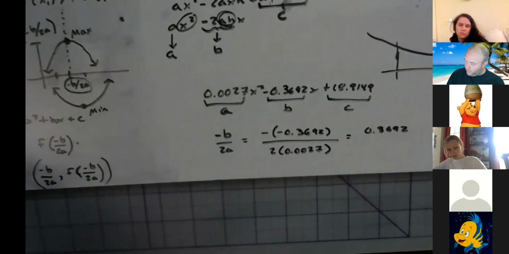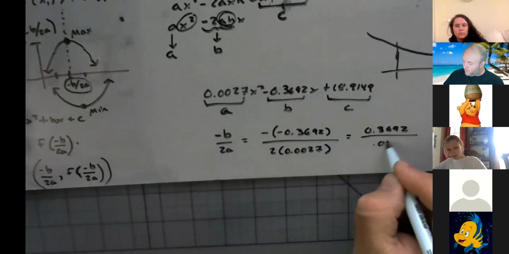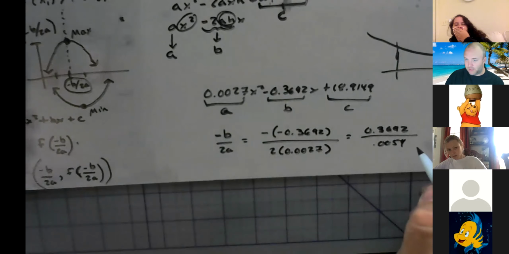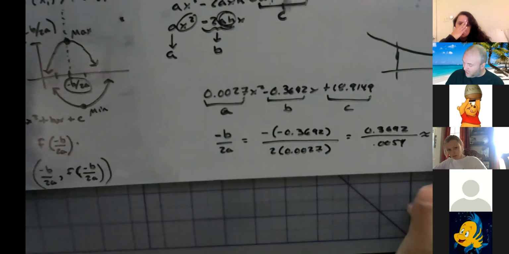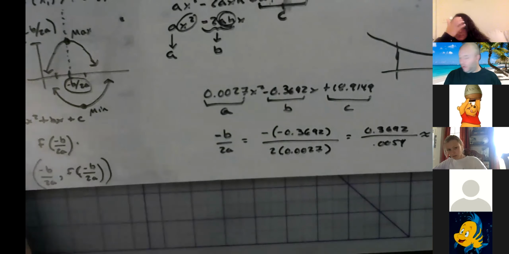0.0027 times 2 is 0.0054, and 0.3692 divided by that is, I forgot a zero, sorry, in my calculation, but it is going to be approximately 68 years. So 68 years after 1900, so 1968. Chloe, spot on. Very good. All right, nicely done.